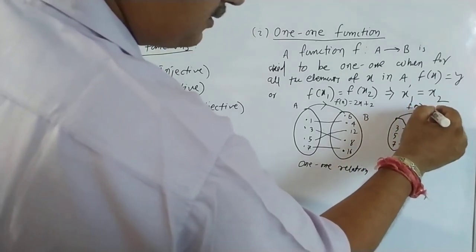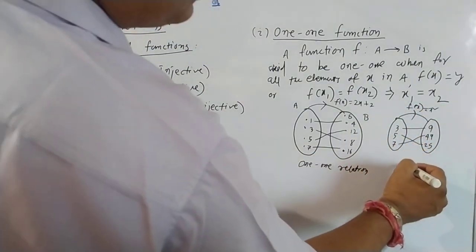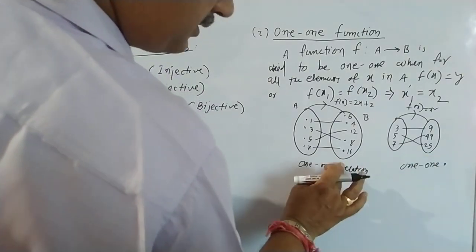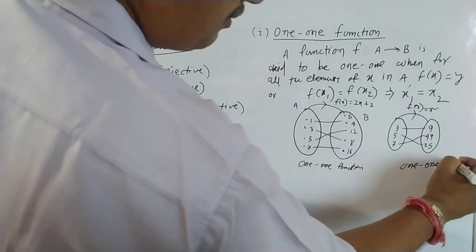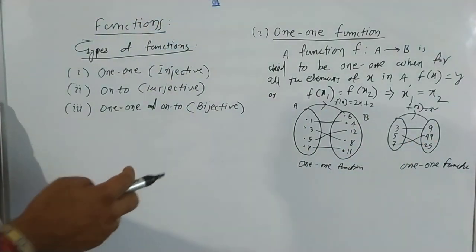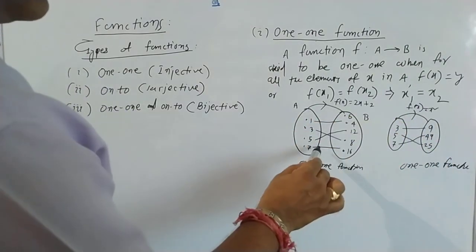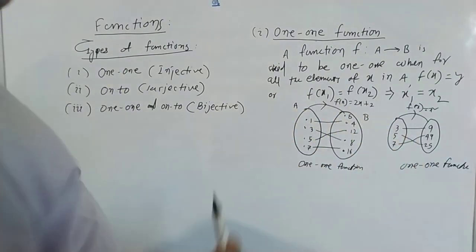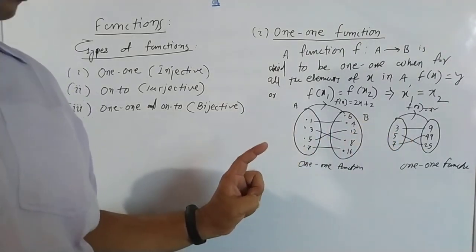f of x is equal to x square. Okay, so this is also an example of a one-one function. Now here you see these two examples. This is a one-one function and this is also a one-one function. Can you see what is the difference between these two? Both are examples of a one-one function.